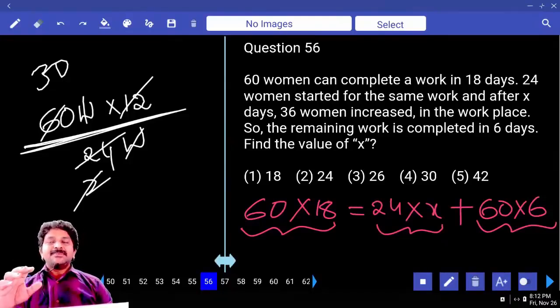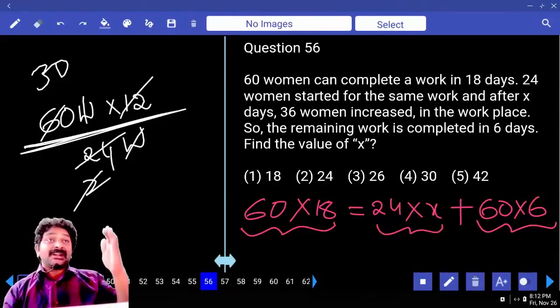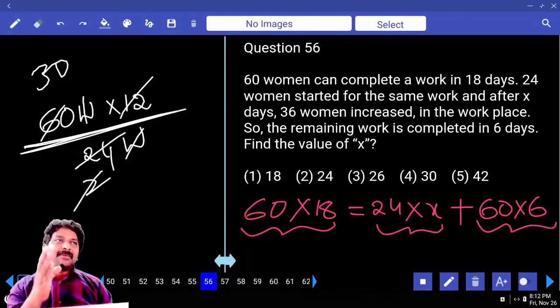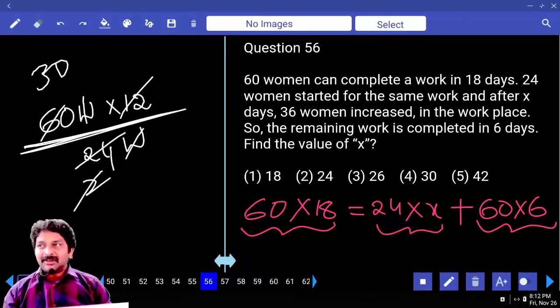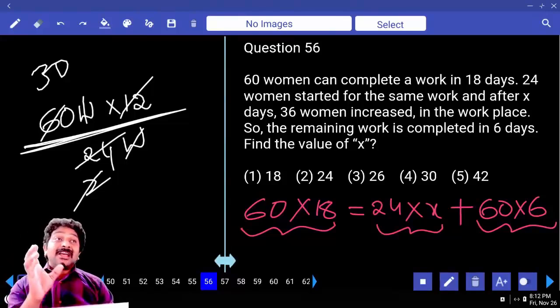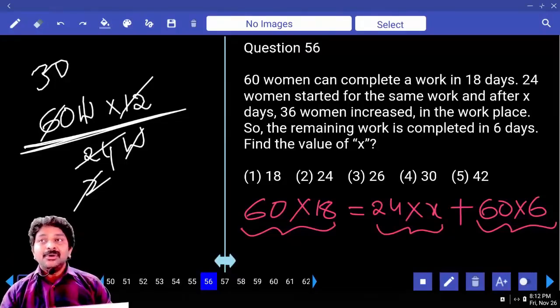Similar case, sometimes we will consider it as work done by men plus work done by women is equal to total work. Can I do like that? Work done by men and work done by women, that is equal to total work. Work done by part-timers and work done by full-timers, that is equal to total work.